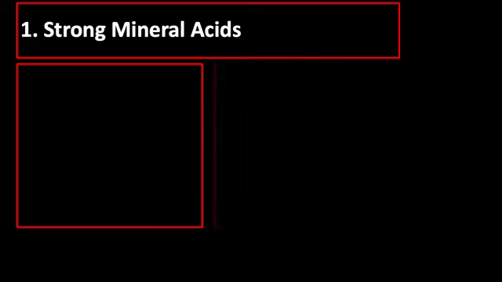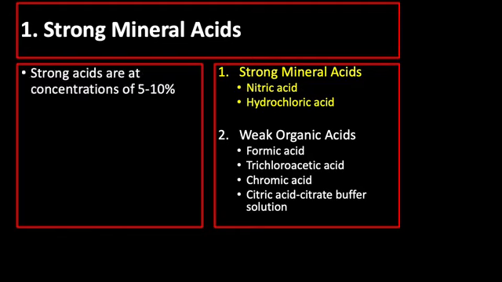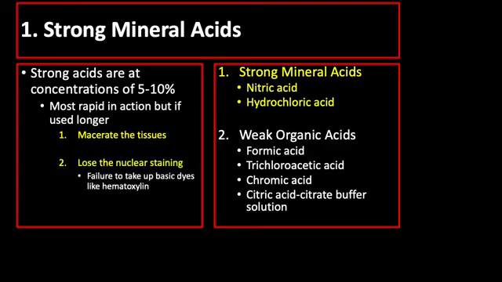Strong acids such as hydrochloric acid with recommended concentration of 5 to 10% are the most rapid in action, but if used longer than necessary, strong acids can macerate tissues, and strong acids can rapidly cause a loss of nuclear staining because of failure of the nuclear chromatin to take up hematoxylin and other basic dyes. Staining by acid dyes like eosin will be less affected.